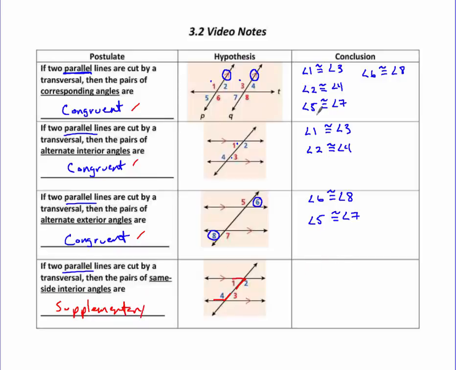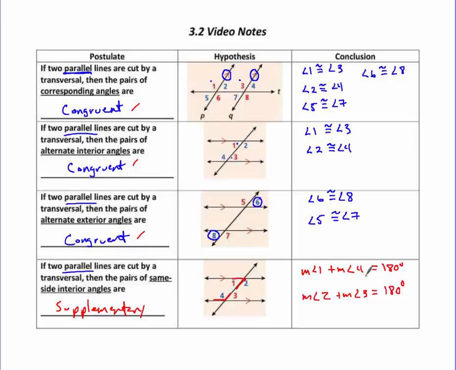So our conclusion is not that anything's congruent. When we have same side interior angles and there are parallel lines, our conclusion is going to be that the measure of angle 1 plus the measure of angle 4 equals 180 degrees. And the measure of angle 2 plus the measure of angle 3 also equals 180 degrees.